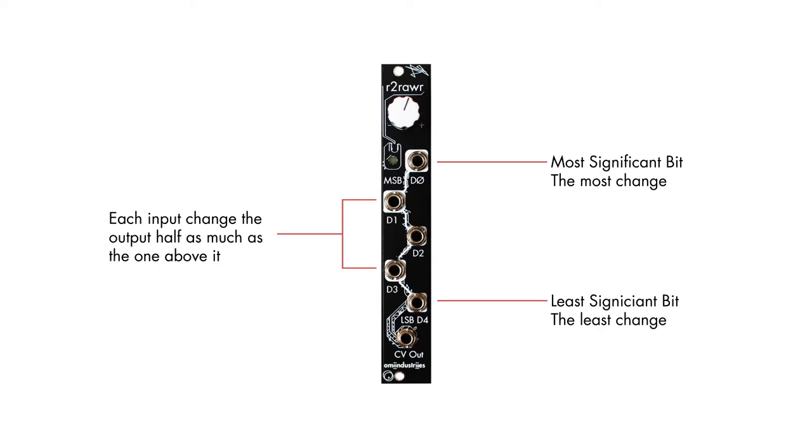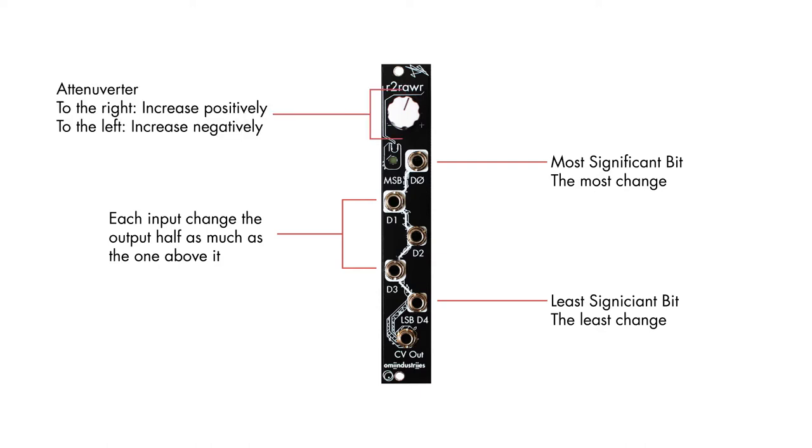The sum of these five inputs is passed through an attenuverter, which sets the amplitude and polarity of the signal. To the right, it increases positively, going up in voltage. To the left, it increases negatively, going down into negative voltages.